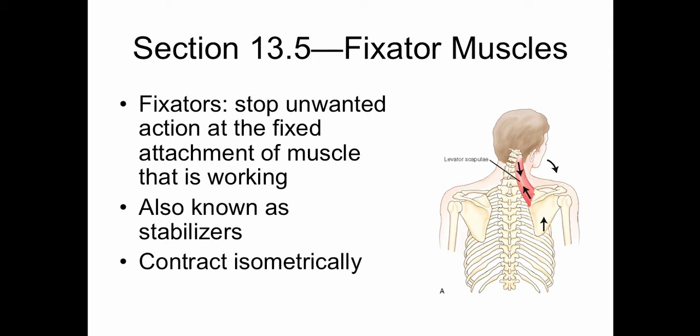Fixator muscles. These muscles stop unwanted action at the fixed attachment of a muscle that is working. They are also known as stabilizers, and they contract isometrically. Look at the action in question that is occurring. Whichever body part is moving is the mobile attachment. Whichever body part is not moving is the fixed attachment.